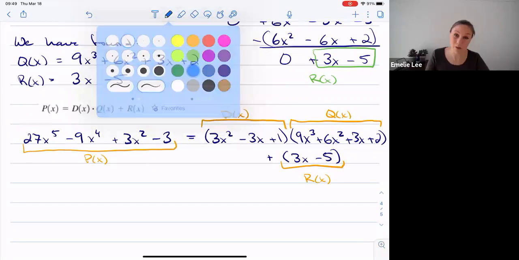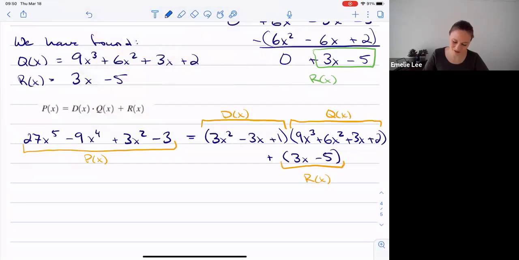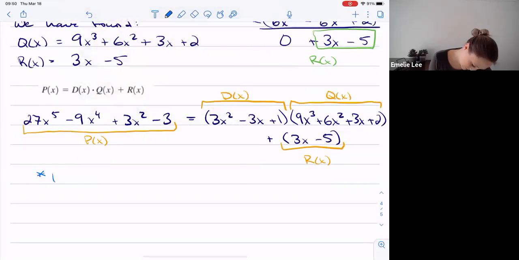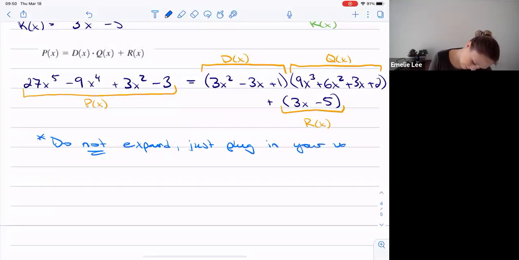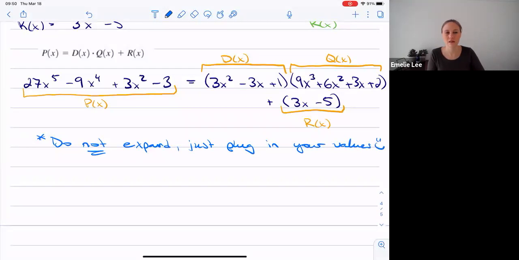And you do not need to expand this out. Do not expand. Just plug in your values. So you would just leave it like this.